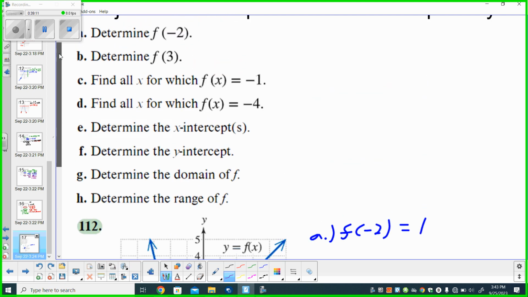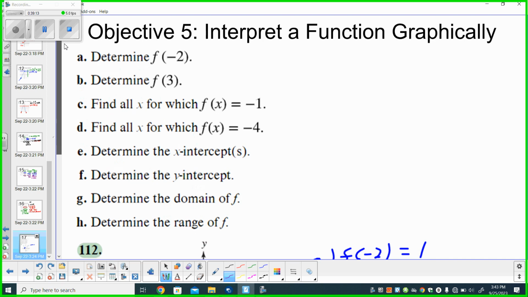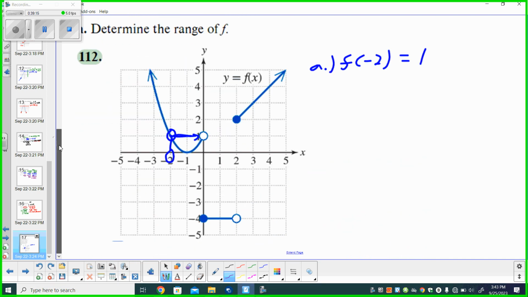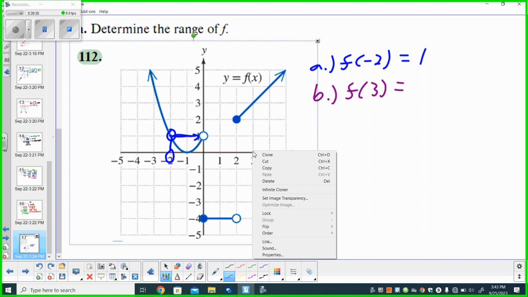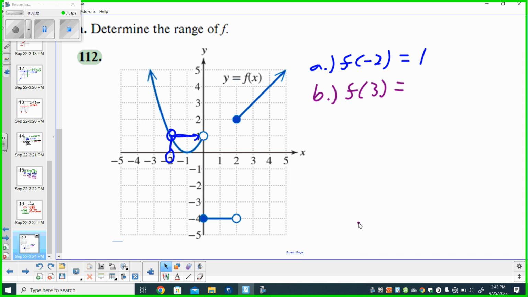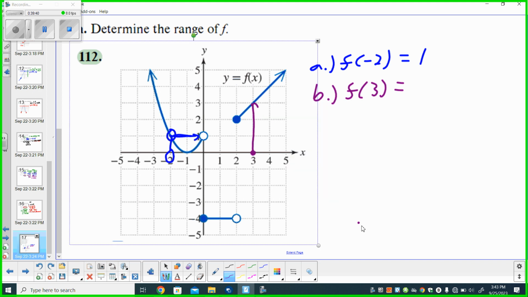All right, part B says determine f of 3. So same process. If I want to know what f of 3 is, all right, so I go to 3 right here. I go to f of 3 right here. I'm going to go up to where it is on my graph. I see that that's my point right there.